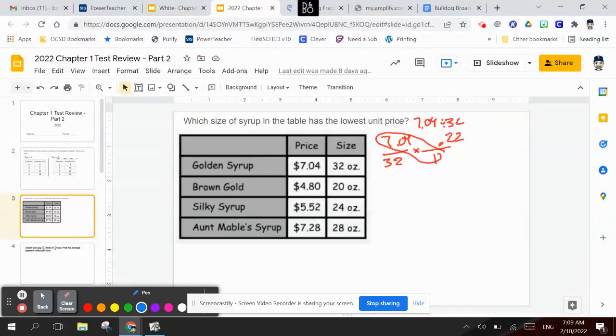If I look at brown gold, I take 480 over 20. I want to know how much 1 is. So 1 times 480 is 480. I divide that by 20, by the only number I have left. And that would be 24 cents.